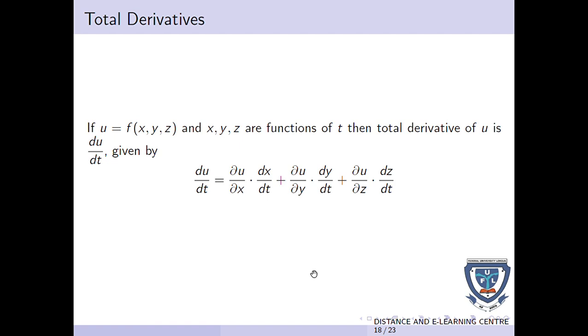Now, another subtopic, total derivatives. If u is equal to f of x, y, and z, and x, y, z are functions of t, then the total derivative of u, du dt, is given by du over dt is equal to partial u partial x times dx dt plus partial u partial y times dy dt plus partial u partial z times dz dt. That is the formula for total derivative.